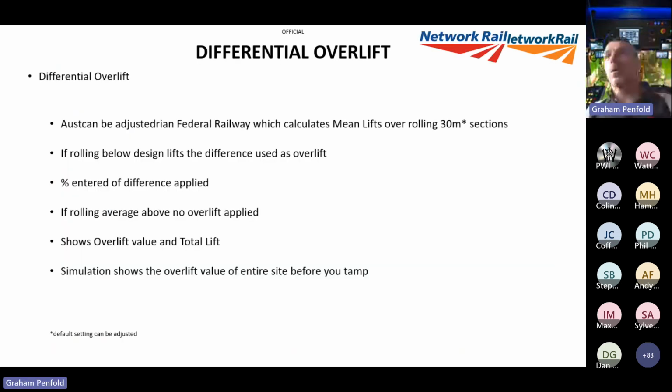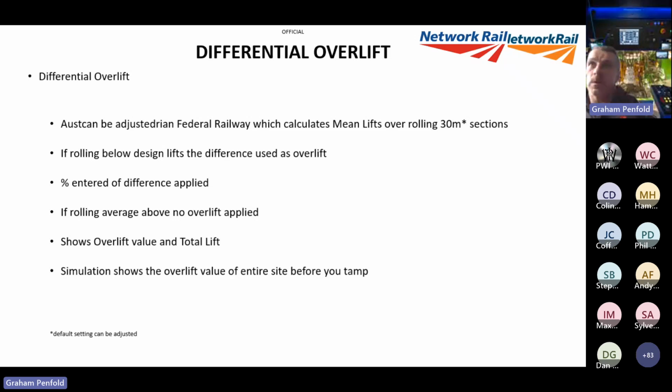So differential overlift is basically designed by the Austrian Federal Railway, and it calculates the mean rolling lifts over 30-metre sections. Put an asterisk there, because 30 metres is the default setting. You can change that to whatever distance you want. And what that means is it's the mean lifts against your applied lifts over 30 meters. So 15 meters either side of your applied lift will be the average. And if the rolling average is below your design lift, it will apply the difference as overlift.